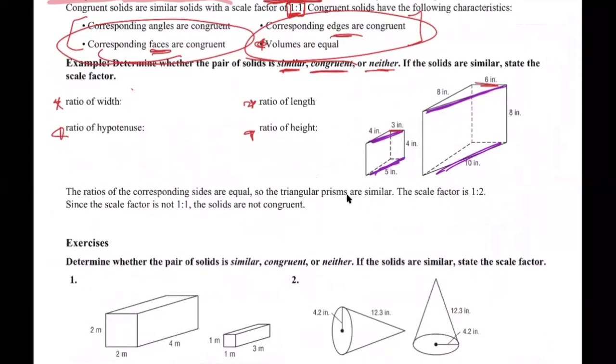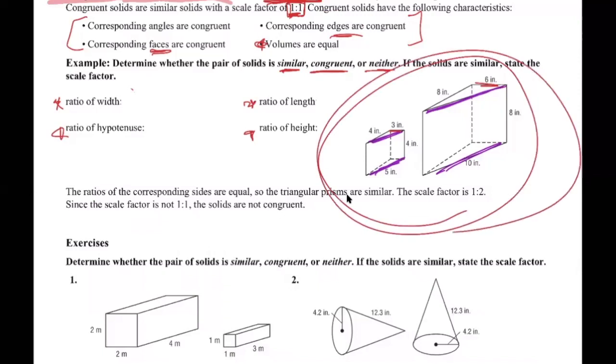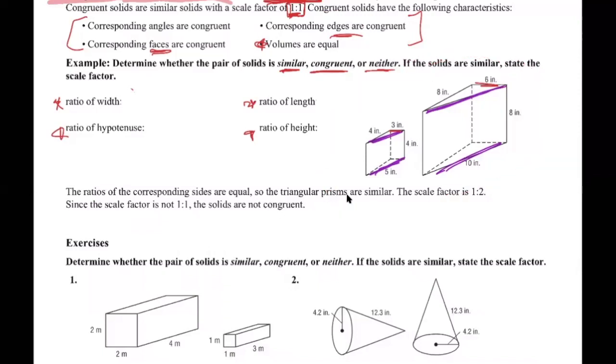Okay. Real quick here. This is pretty obvious. Or there's two things you can, or one thing you can rule out. Determine whether the pair of solids are similar, congruent, or neither. Are they going to be congruent? No. Okay, so it can't be congruent. You can easily check that by just saying, okay, 3 and 6. But the only way they can be similar is if all of the edges or all of the sides are proportional. If one of the sides is not proportional, then it cannot be similar.